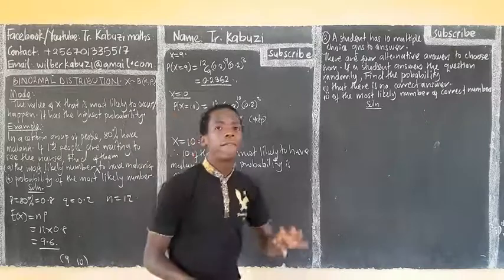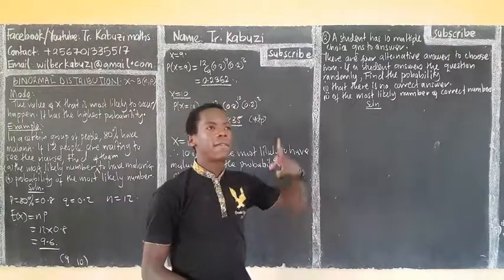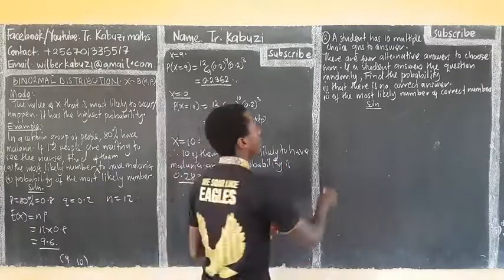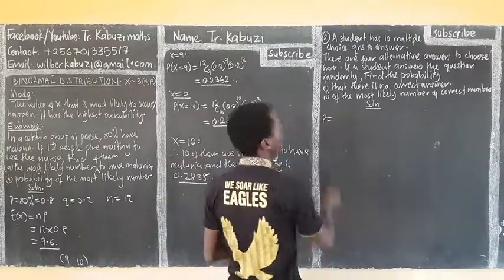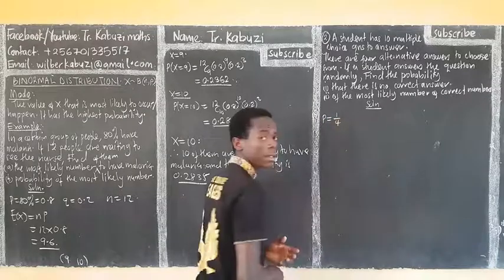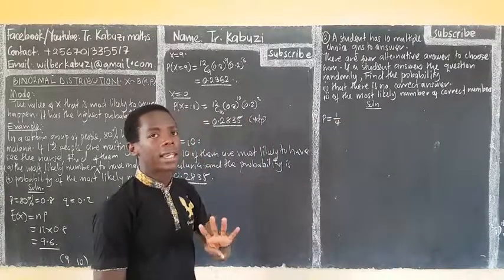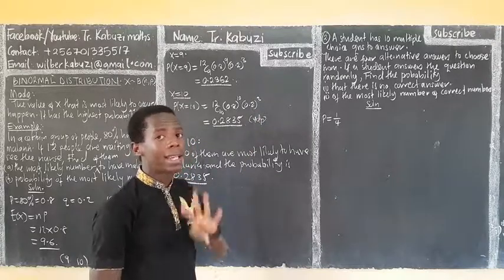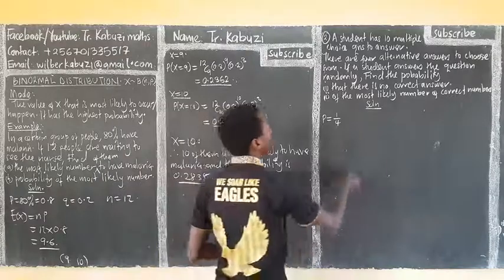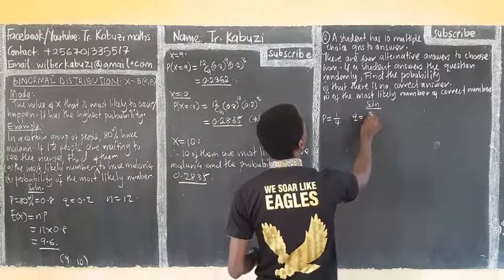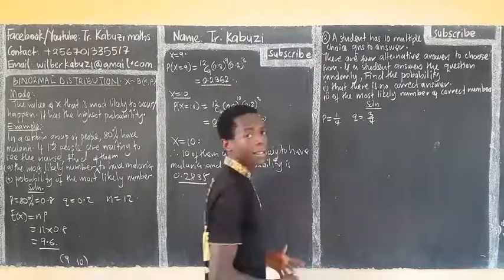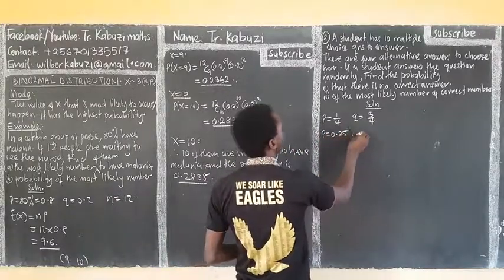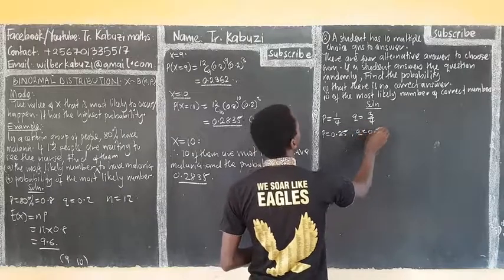If you have four objective alternatives, only one of which is correct, then the probability of getting it correct is going to be one in four. That is one right answer in the four. Meaning the probability of failure is going to be 3/4. As simple as that. So 1/4 is 0.25, then these ones are going to be 0.75.